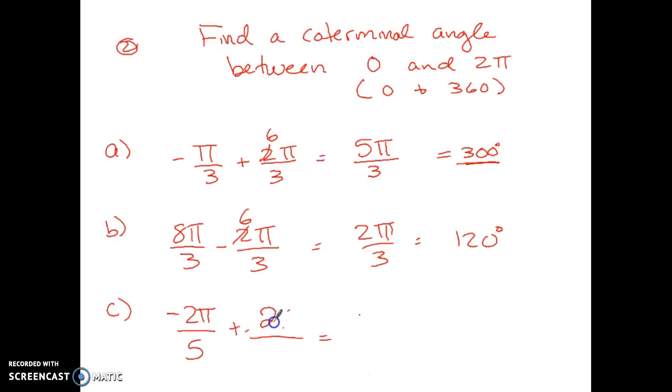Okay, so we're actually adding 2 pi, and this time our denominator is 5, so this becomes a 10. So that gives me 8 pi over 5. And that is 288 degrees. So we are good. This is more than that, but in order for this to be 2 pi, it would have had to have been 10 pi over 5. Okay, so as long as you know that this is under 2 pi, you're good.